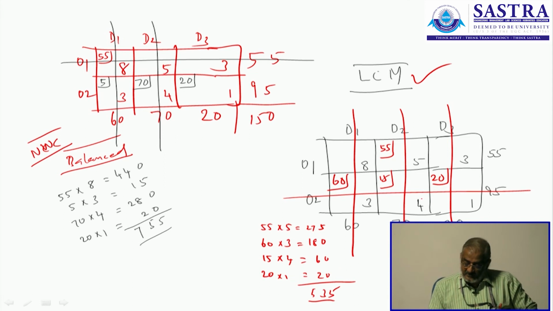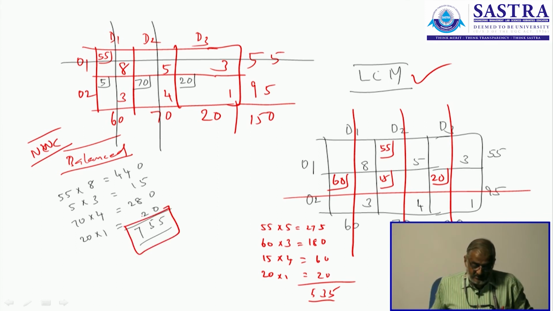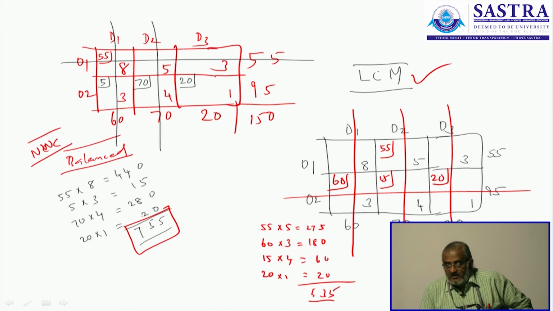So with the least cost method you have only 535 rupees, whereas in the northwest corner rule you have got 755 rupees. So now I have clearly distinguished the northwest corner rule and the least cost method in terms of cost also. The least cost method provides only 535 rupees, whereas the northwest corner rule goes for 755 rupees. So the next one is what is called Vogel's approximation method.